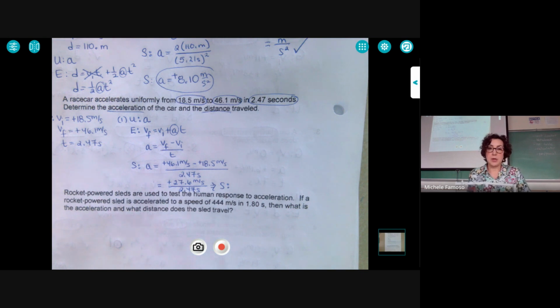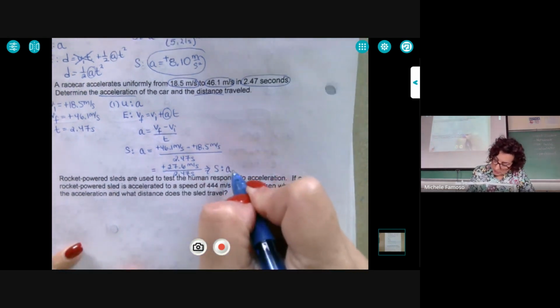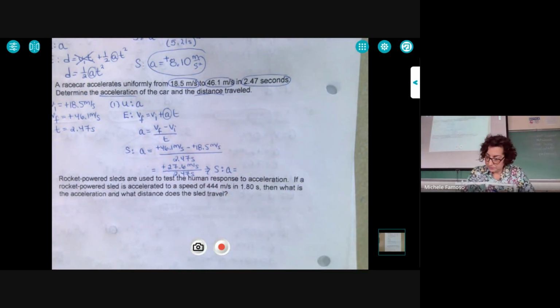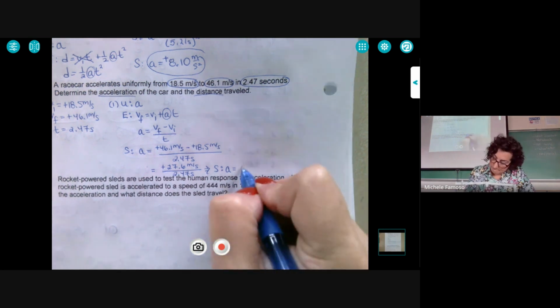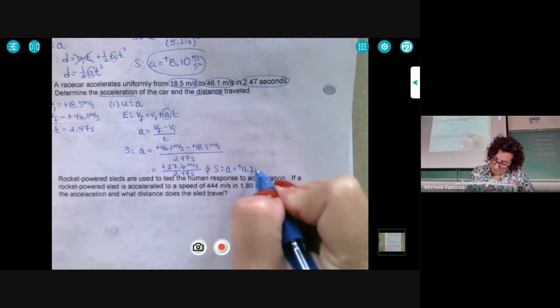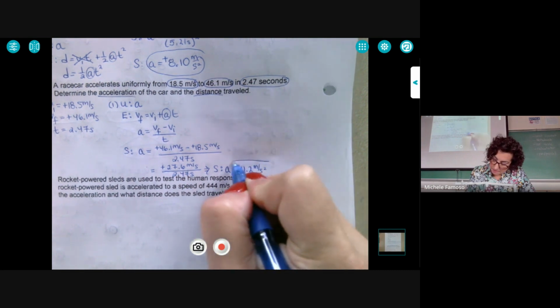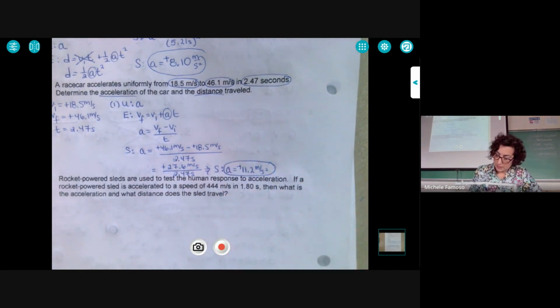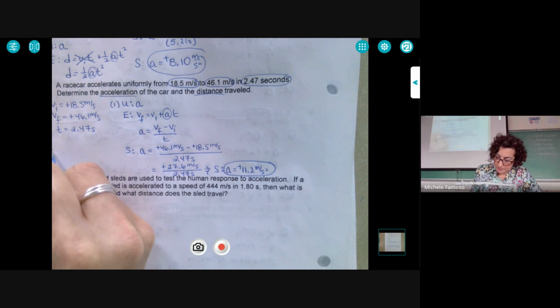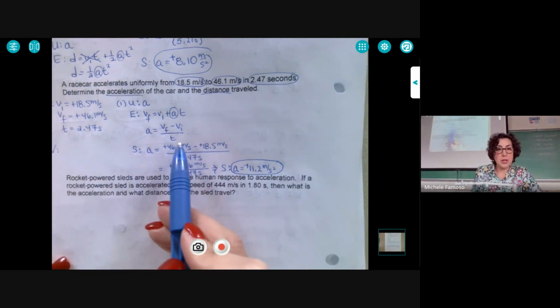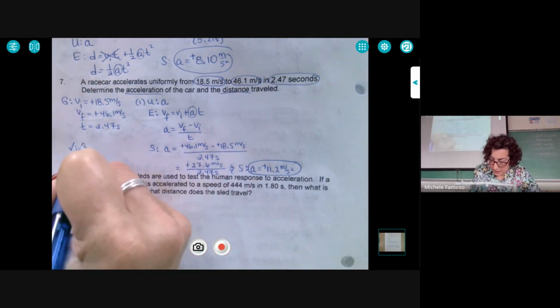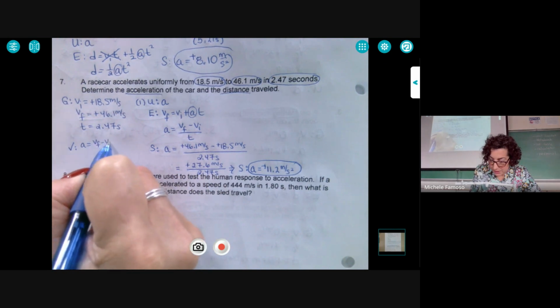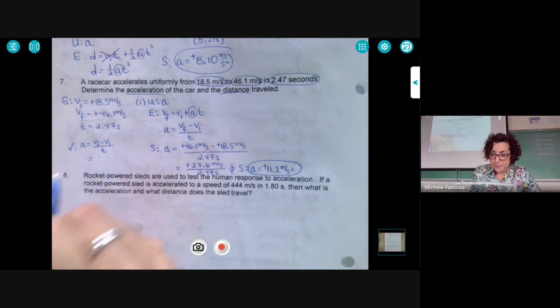Nick, when you have it, let me know, please. I got positive 1.2. Very good. That's it. Let's check it over here. And we're going to check the one that we plugged into. A equals VF minus VI over T.